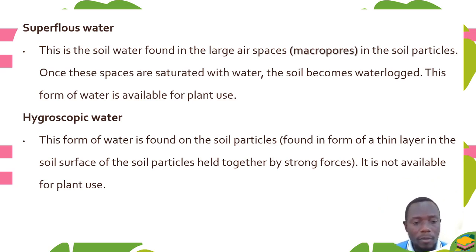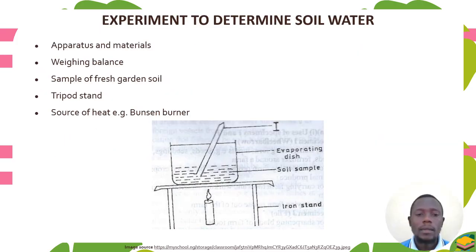Then the last form of water is hygroscopic water. This form of water is found on the soil particles in the form of a thin layer on the surface of soil particles, and it is held by strong forces. This water is not available for plant use, or cannot be absorbed by plants. So you can see that of the three forms of water, only hygroscopic water is not available for plant use.